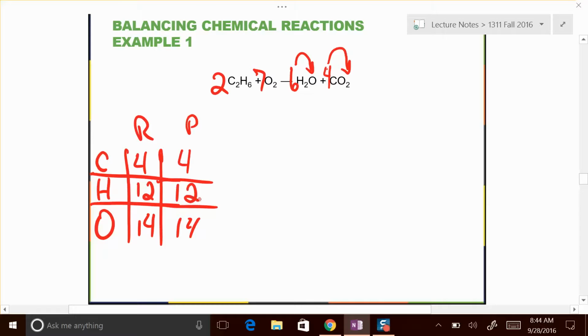12. Okay. So everything is still balanced, which it will be. If you multiply everything by the same amount, it's always going to maintain the balance.